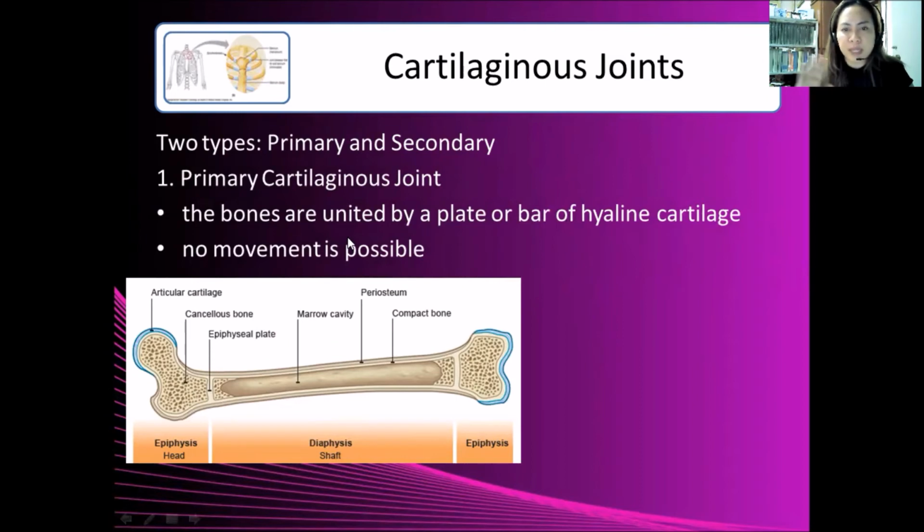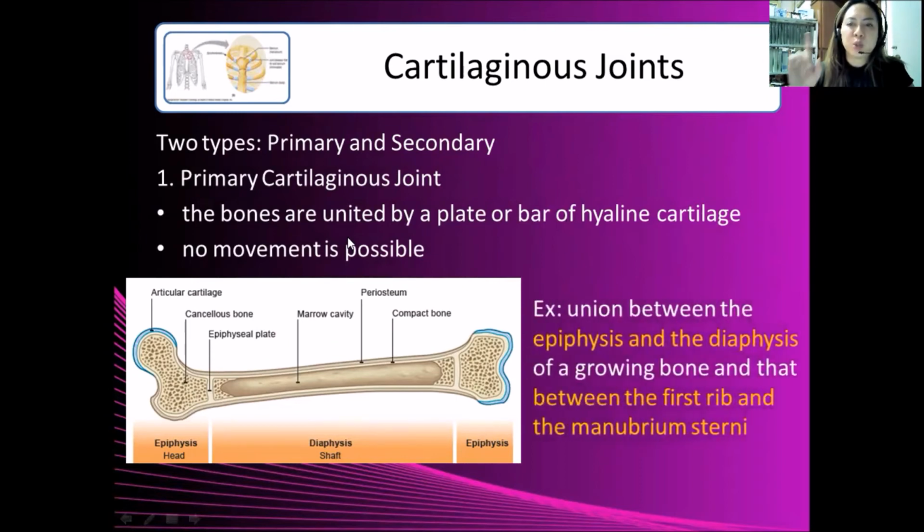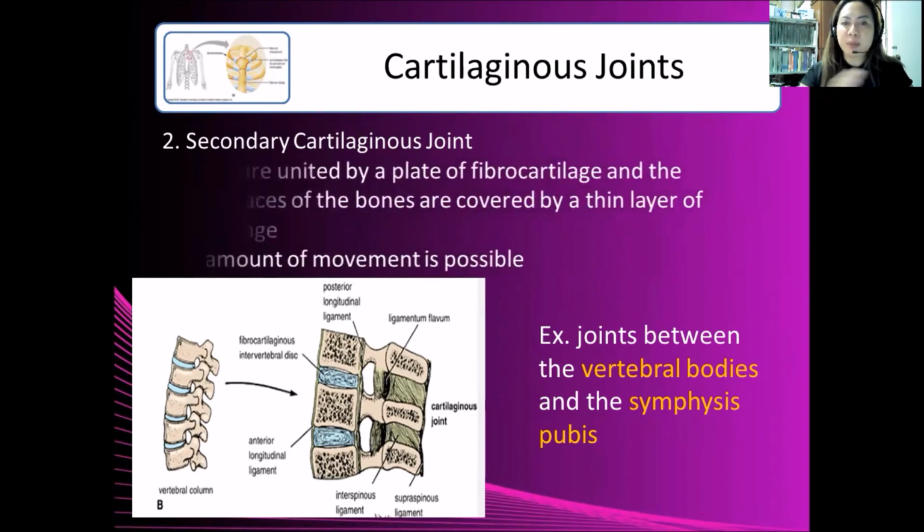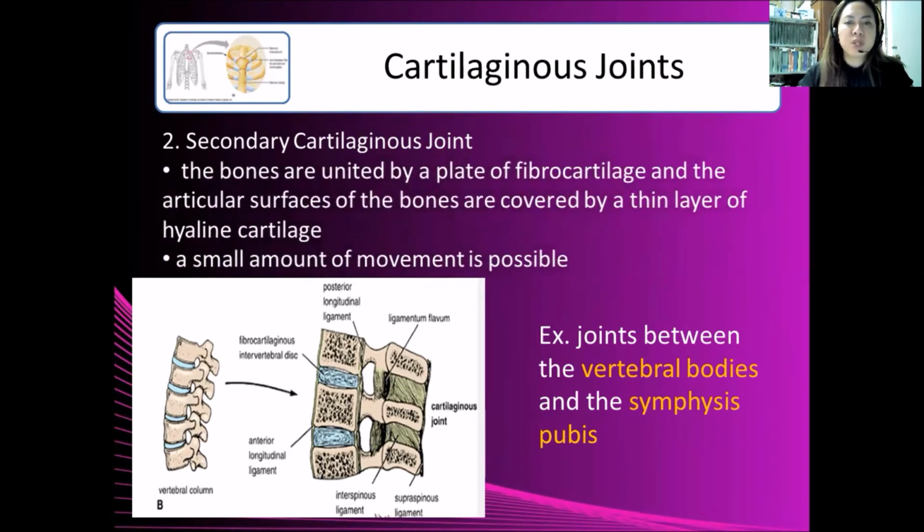Here, no movement is possible. Okay? No movement. So example is the union between the epiphysis and the diaphysis, okay, of a growing bone, and that between the first rib and the manubrium sterni. So no movement there. It is a cartilaginous joint. What about the secondary naman, cartilaginous joint? Kasi may primary, so may secondary. So the bones are united by a plate of fiber cartilage, and the articular surfaces of the bones are covered by a thin layer of hyaline cartilage.